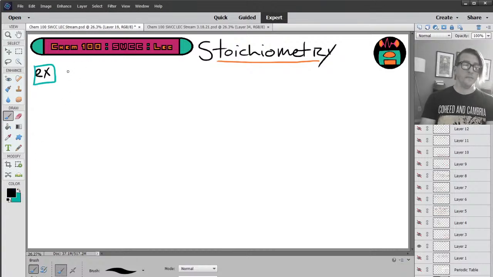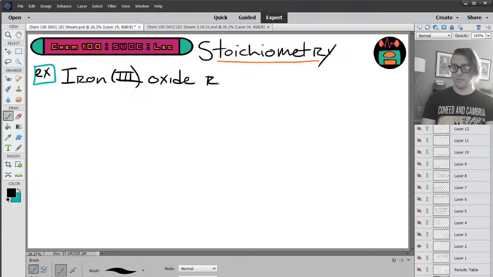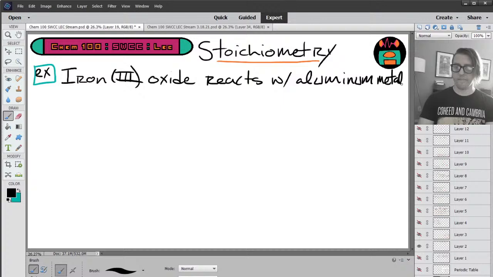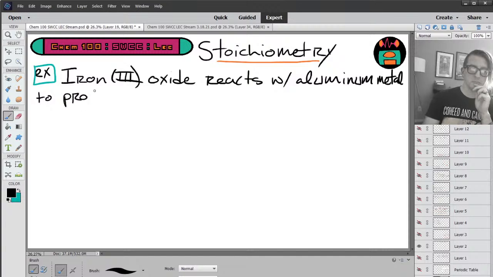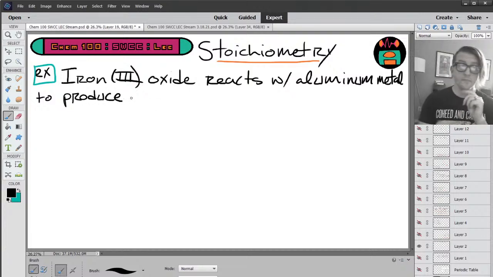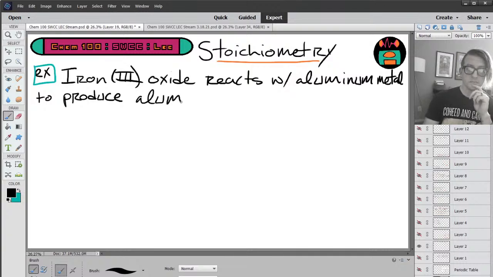Next problem. Iron(III) oxide reacts with aluminum metal to produce aluminum oxide and iron metal.